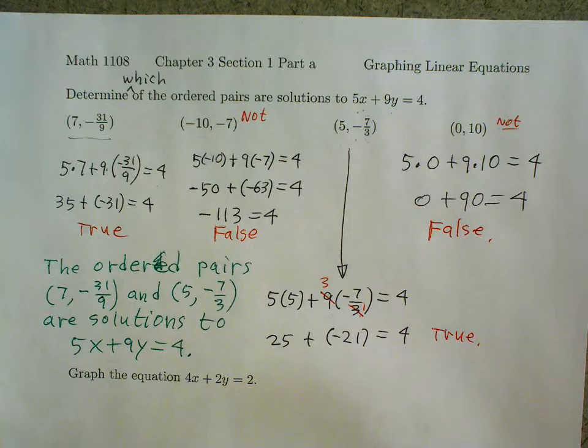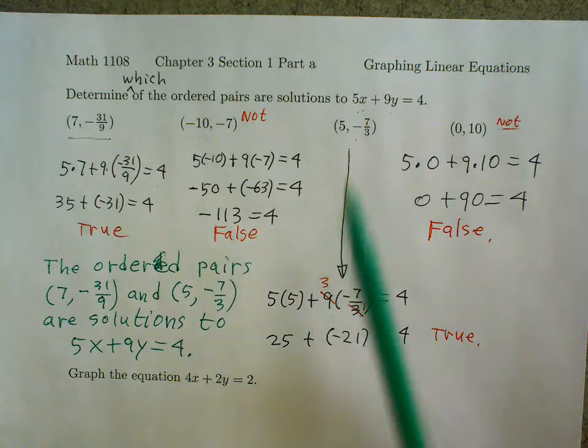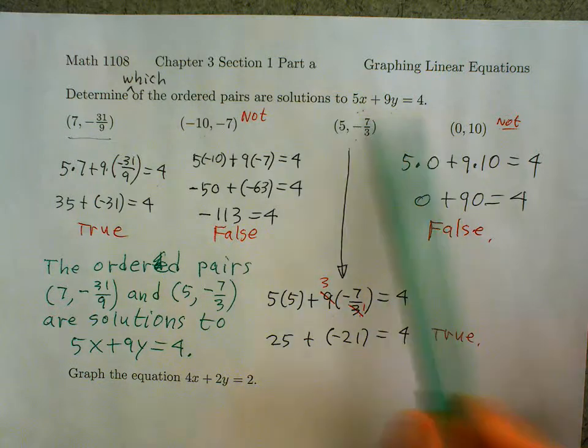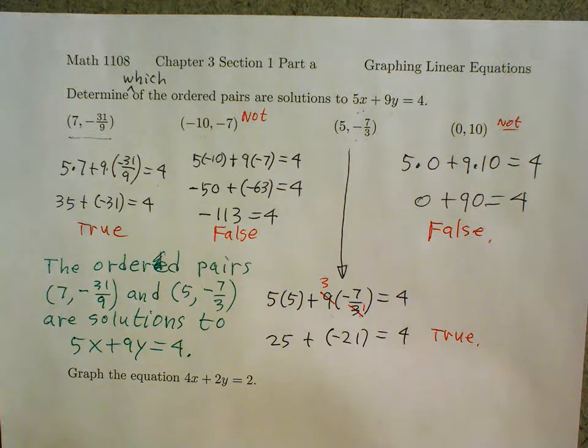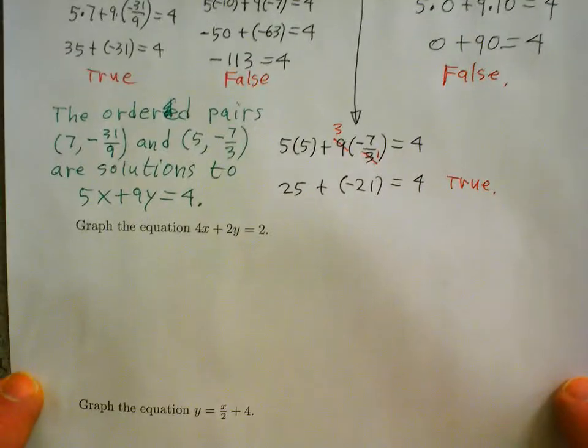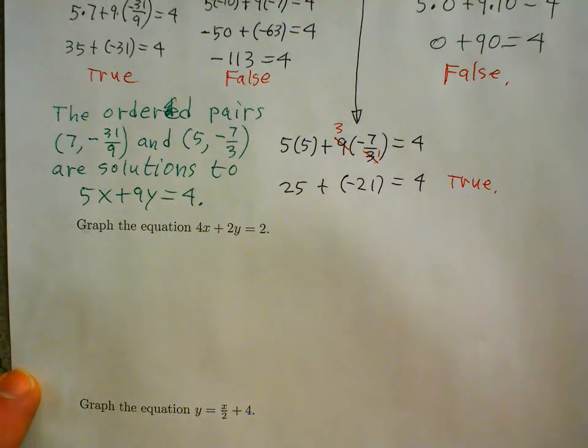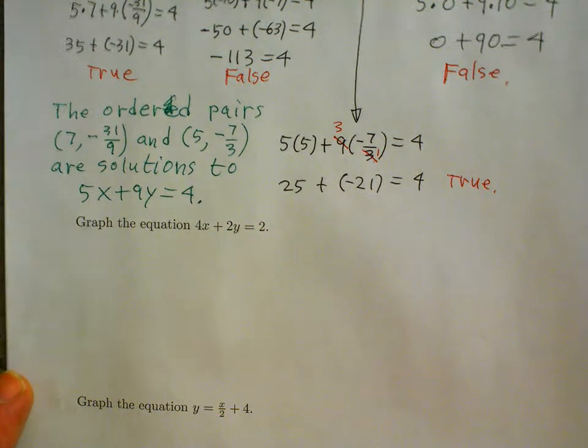Okay, what does that mean graphically? Well, if we were to graph that linear equation, then these would be two of the points on the line, two of the infinitely many points. Okay, let's graph this equation. Graph the equation 4x plus 2y equals 2.